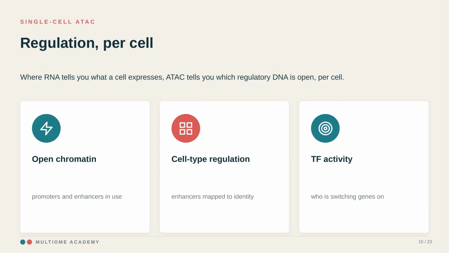Now let's switch molecules. Where RNA tells you what a cell is expressing, ATAC tells you which regulatory DNA is open. Single-cell ATAC profiles open chromatin per cell, revealing the promoters and enhancers in use, mapping regulation to specific cell types, and hinting at which transcription factors are active.